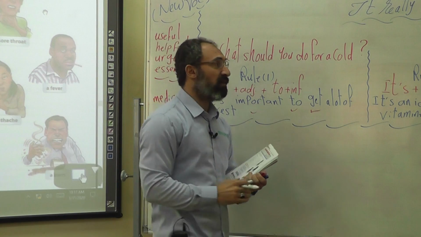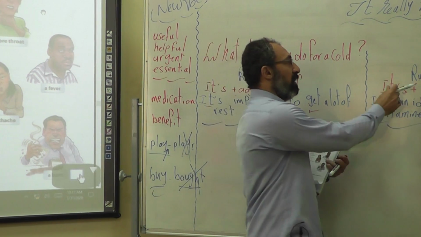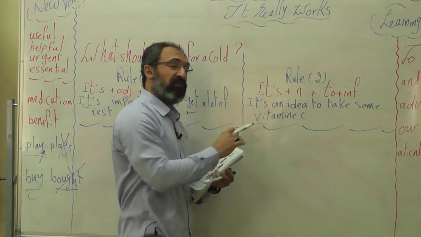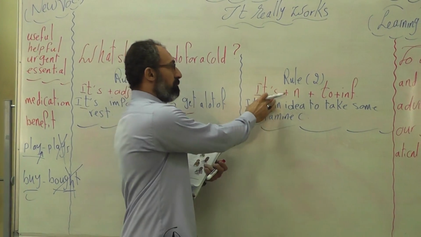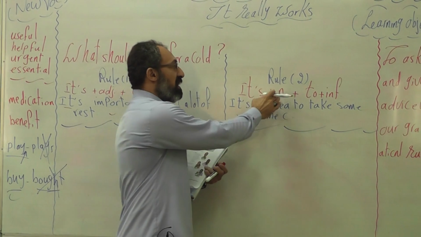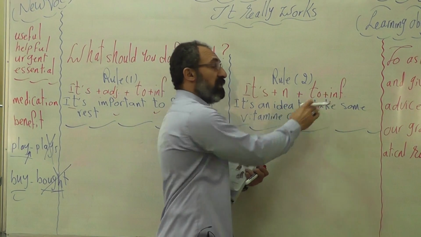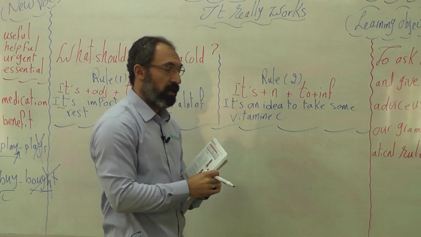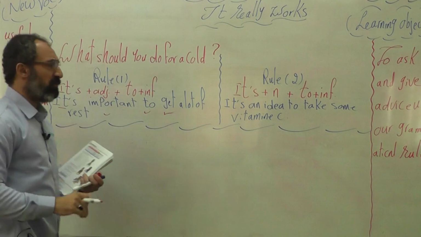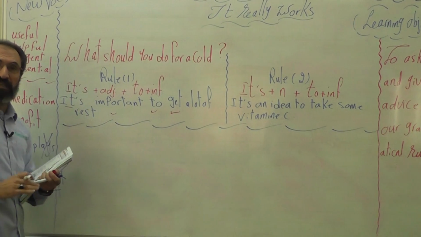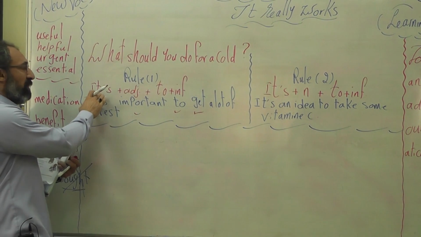What about the second grammatical rule? So here I have to start with it's plus noun, plus to, plus the infinitive again. Let's see the difference between the two grammatical rules. Here I have to start with it's.